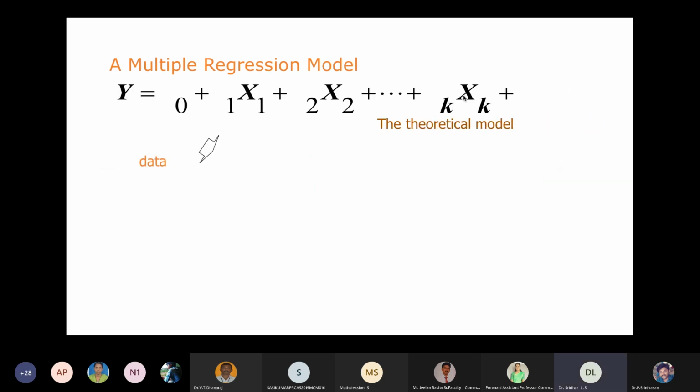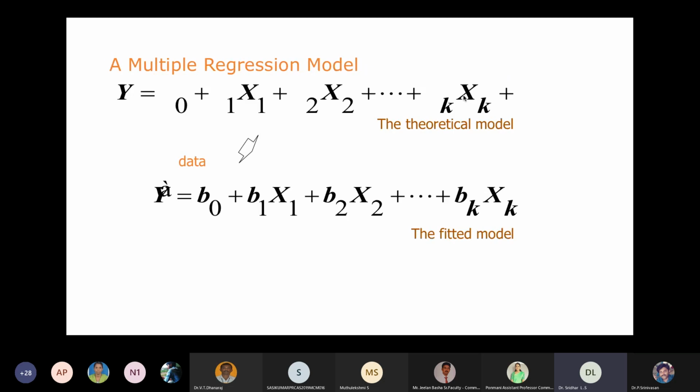Multiple regression models. So you can see that this is the theoretical model, like y is equal to beta, beta 1 x 1. This is not so clear. So this is a theoretical model which proposes something, but this is the fitted model, like y cap. This is a small y cap. This y cap is nothing but the fitted model. Theoretical model and the fitted model.